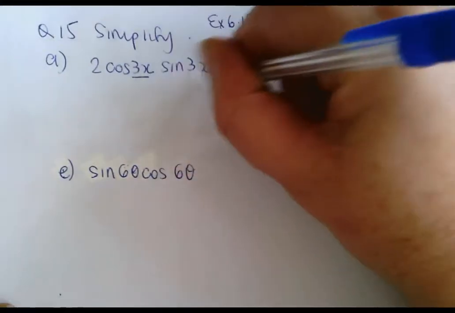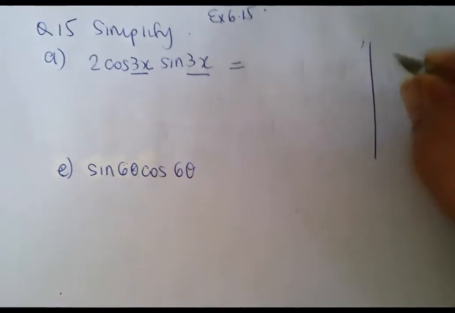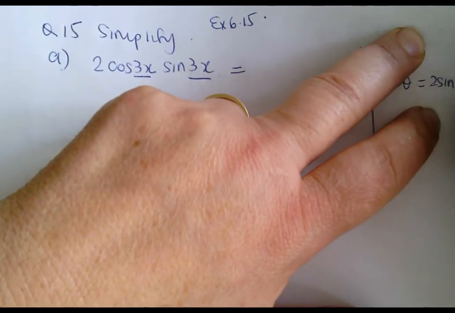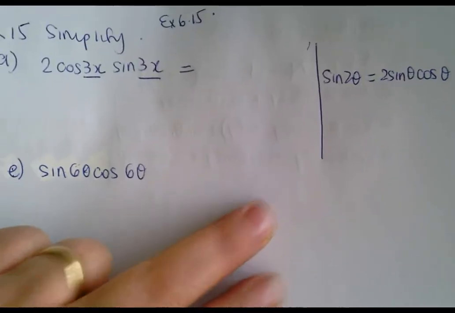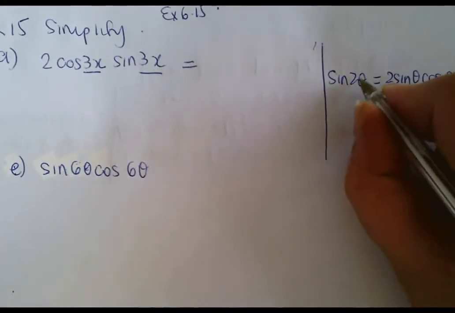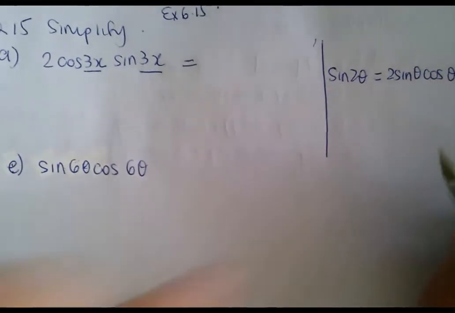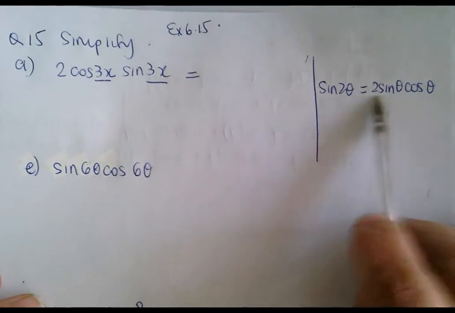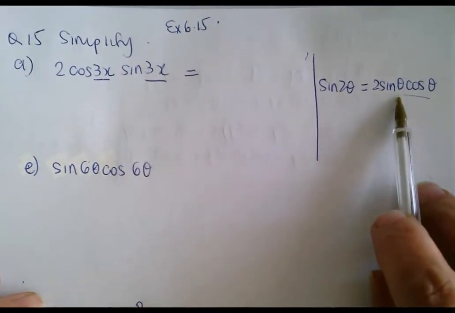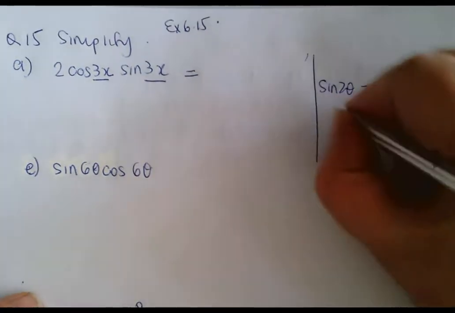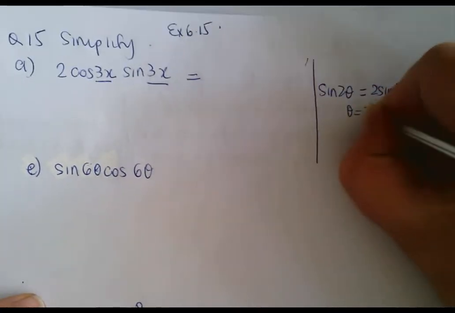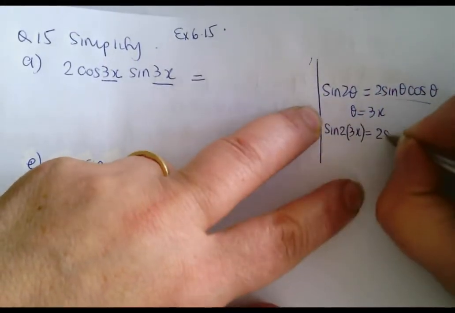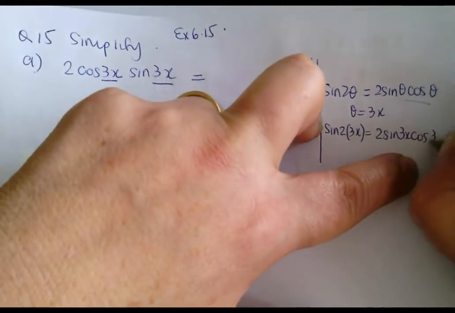Now I know you have a 3x in place of something else that you'd like to have, but we know that sine of 2 theta is 2 sine theta cos theta, right? What if I replace the theta? See these thetas? Instead of theta, you seem to have the right-hand side, but theta is replaced with 3x. So if theta equals 3x, you would have sine of 2 times 3x equals 2 sine 3x cos 3x. Agree?